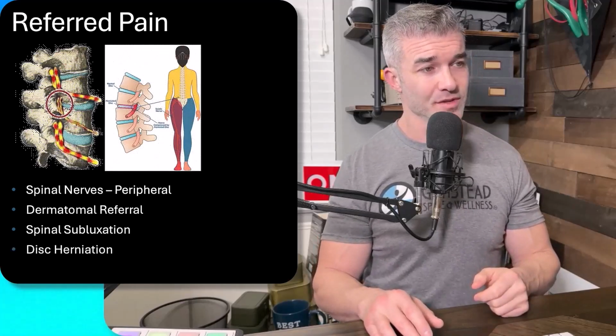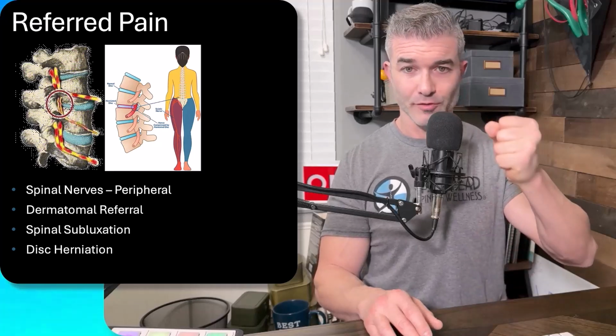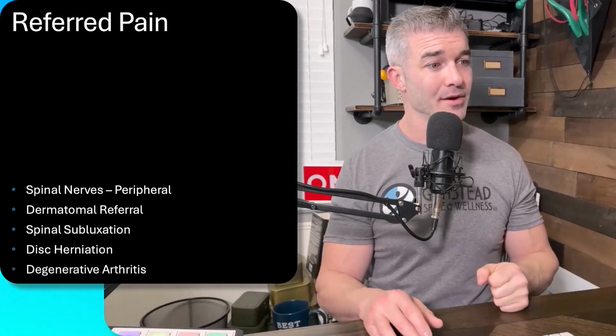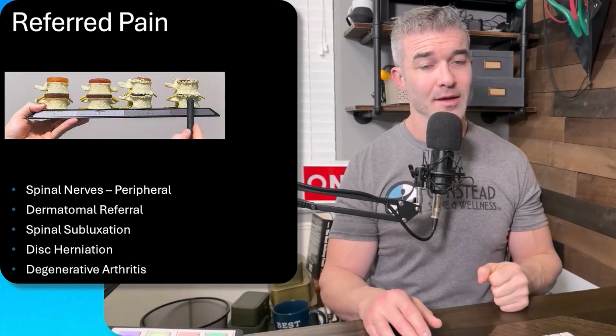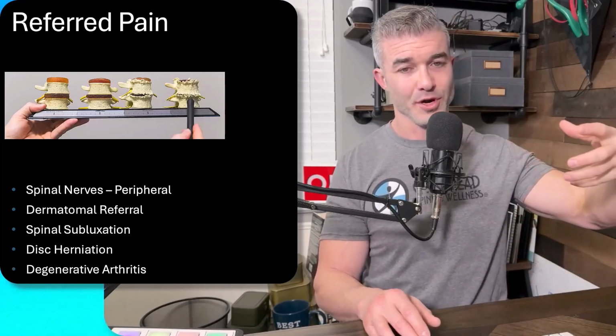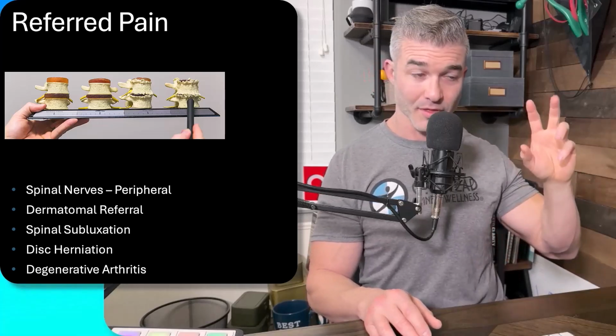So disc herniations can refer certain pain from severe spinal nerve root compression. That can cause some pretty common pain patterns. And degenerative arthritis: as a joint breaks down, that can also cause problems with the nerve and activate other referral patterns into the hip, or what someone thinks is hip pain.